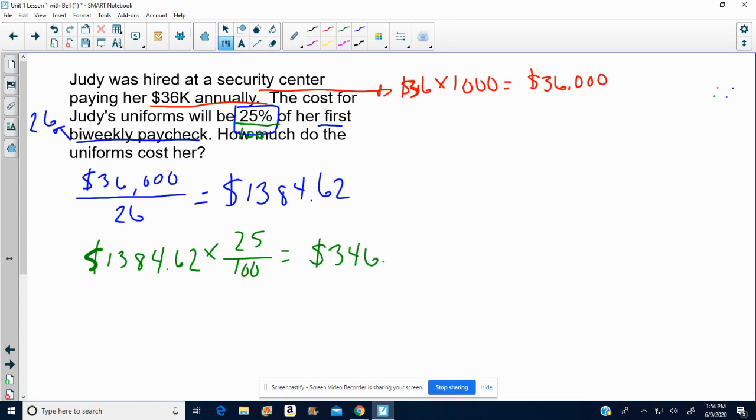So this was a multi-step question. We had to break down the salary, then we had to multiply in order to get the cost of the uniforms, but there it is right there.